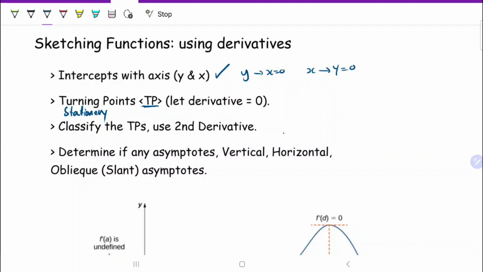The next thing you want to do is to classify these turning points, and you use the second derivative. You'll see when I go through the examples what we mean by that. From there, you'll be able to determine whether a point is a local minimum or a local maximum point. So when you classify it, that's exactly what you'll mean.